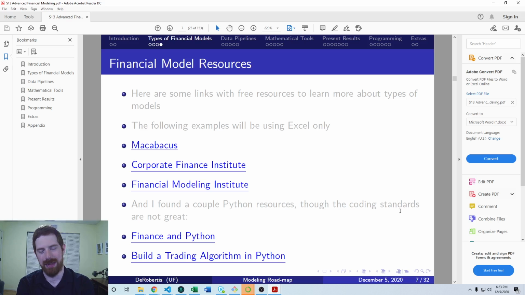So that's a quick overview of some of the main types of financial models that we didn't cover in the first course, but I hope to cover in the advanced course. And some resources for you to go out and learn these things on your own as well.